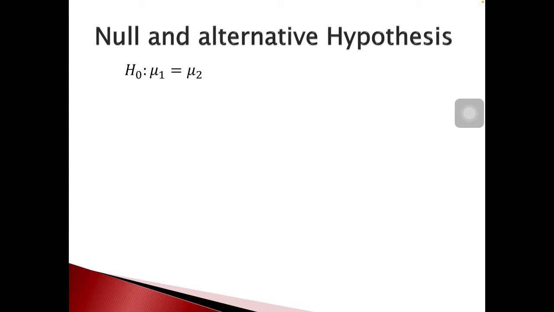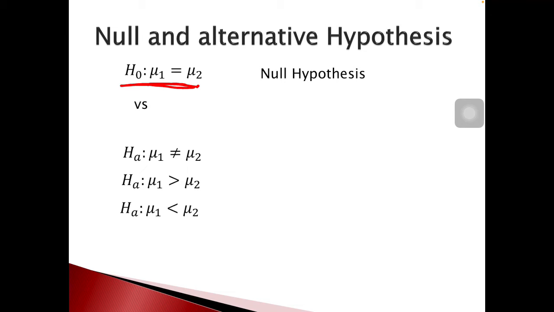Let me introduce our null and alternative hypotheses. Same as previous cases, our null hypothesis is H naught: mu1 equals mu2. We always consider equality for the null hypothesis. Then the alternative hypothesis can be mu1 not equal to mu2, or mu1 greater than mu2, or mu1 less than mu2. These are the alternative hypotheses, but at a time we have only one alternative hypothesis from these possibilities.